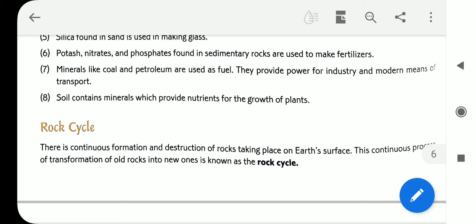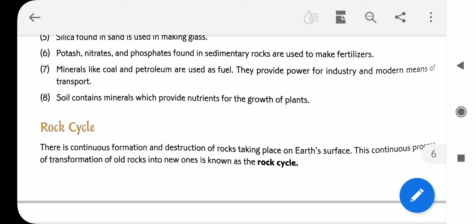That means from igneous rocks to sedimentary rocks, and igneous and sedimentary rocks form metamorphic rocks, like that. Again, from metamorphic rocks, we will get the igneous rocks again and sedimentary rocks. This is the process. It is an ongoing process: first and foremost the primary rocks, the igneous rocks, are formed. After that the sedimentary, then the metamorphic. Like that, again the destruction of rock takes place on Earth's surface.